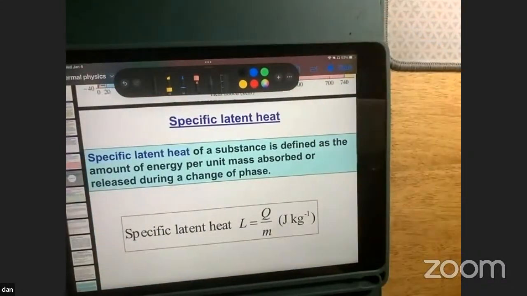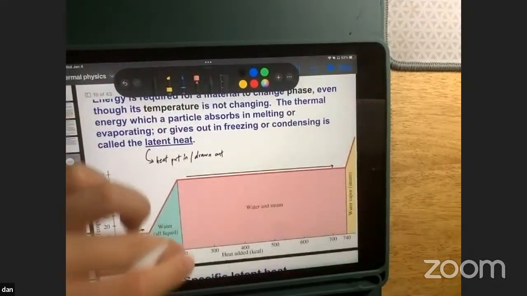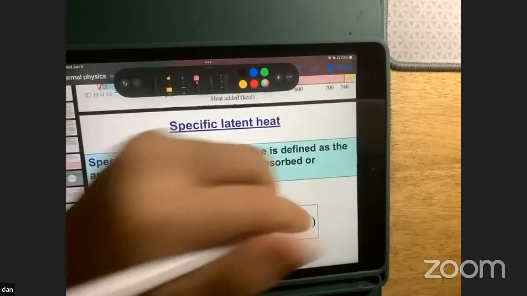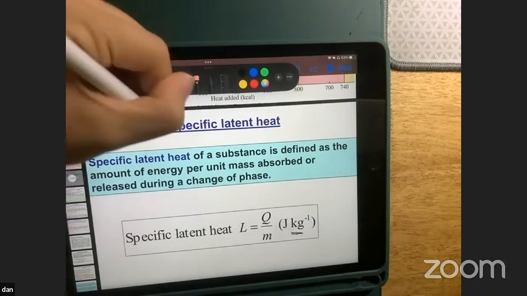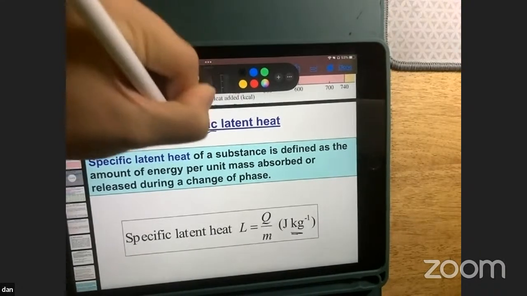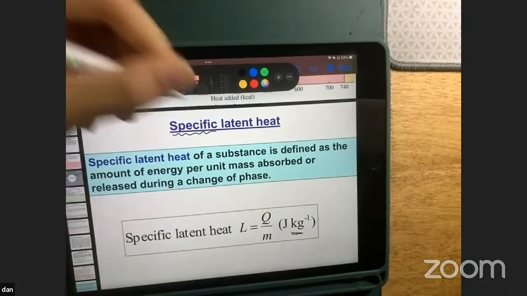Specific latent heat. So when they add on the word specific to anything, it just refers to per unit mass. That is what they mean, and it will mean that across other topics. So this is quite standard. Good for us to know.